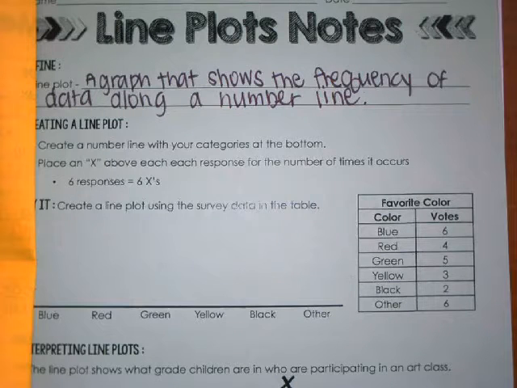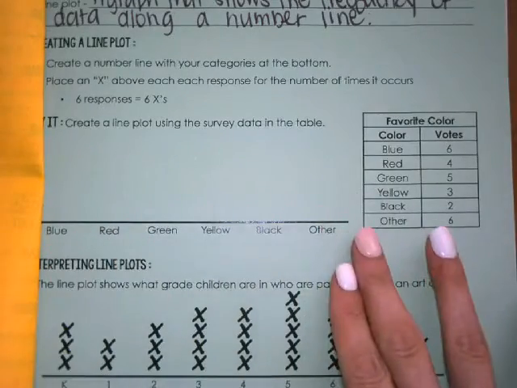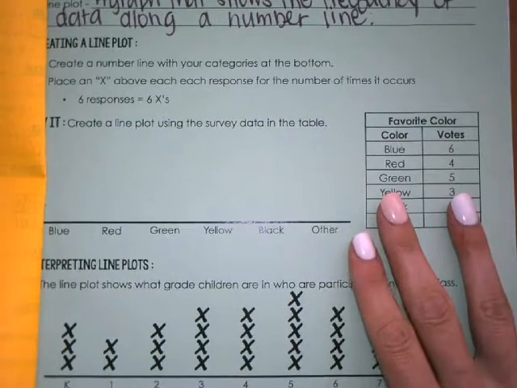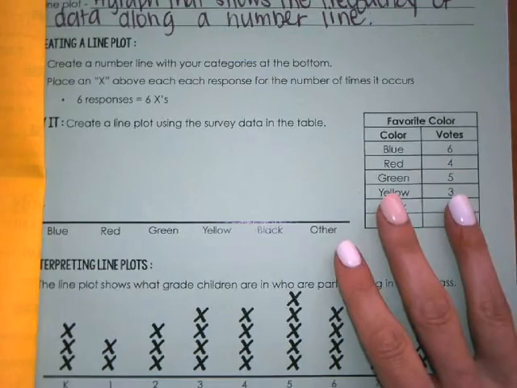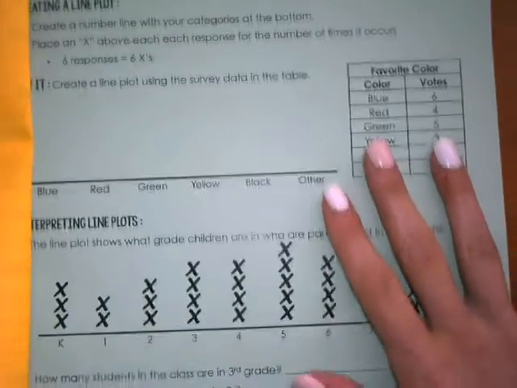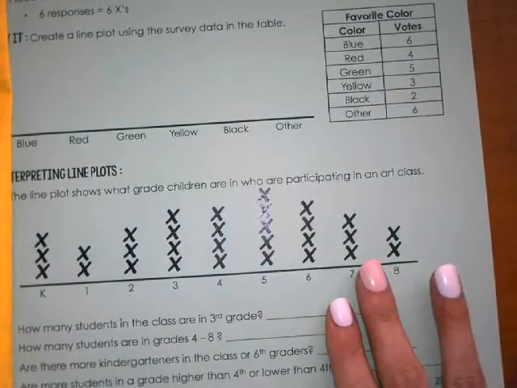Now, when I say a number line, it doesn't have to be just numbers. It can be words too. It just looks like a number line. Does that make sense, guys? So for instance, here we have one that has colors. It's not a number line, but it looks like a number line, but instead of numbers, it's words. Does that make sense? And then down here, we've got numbers.